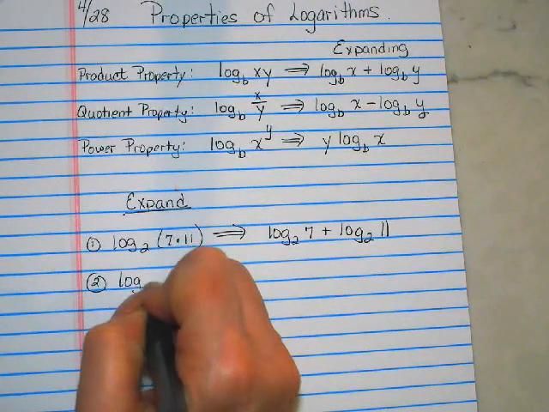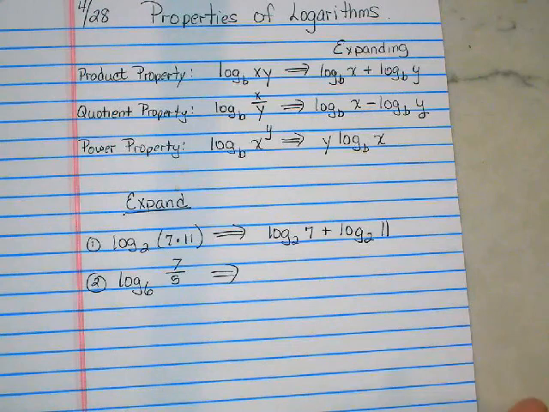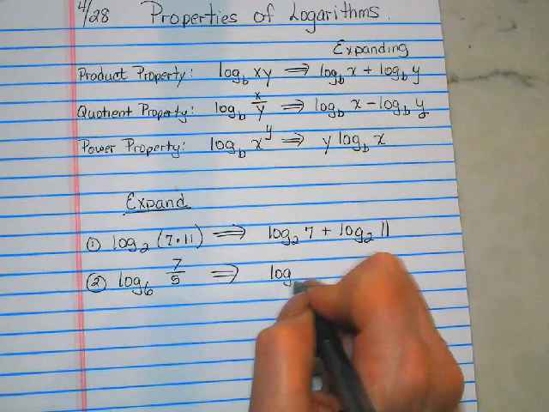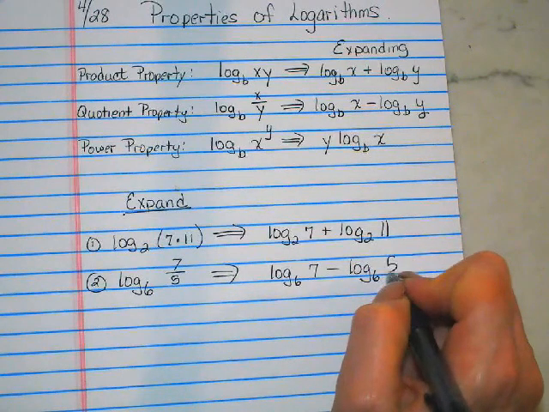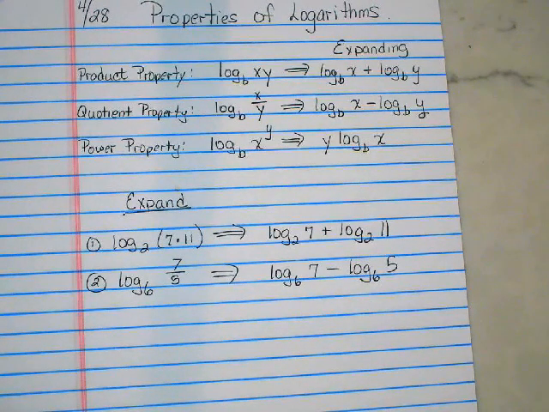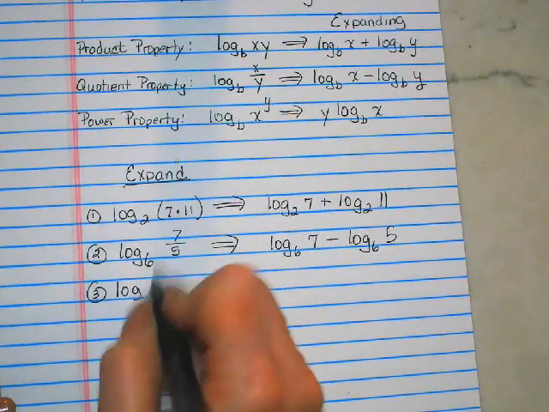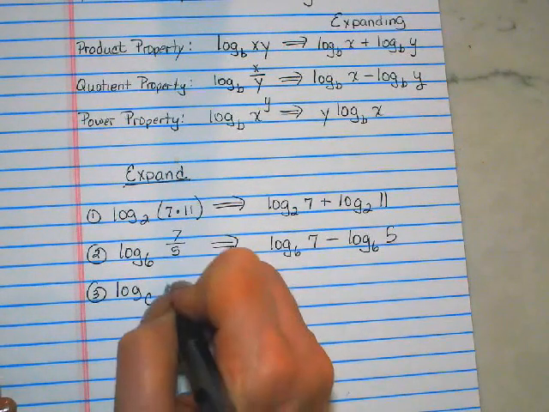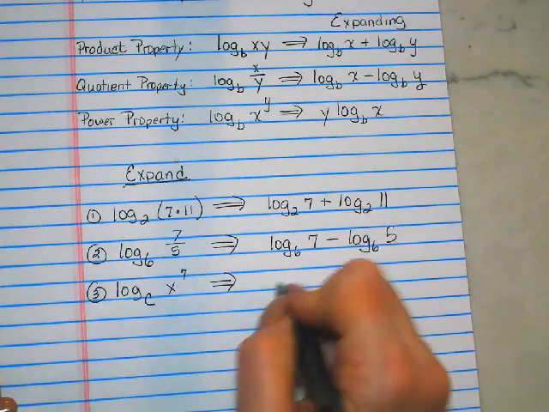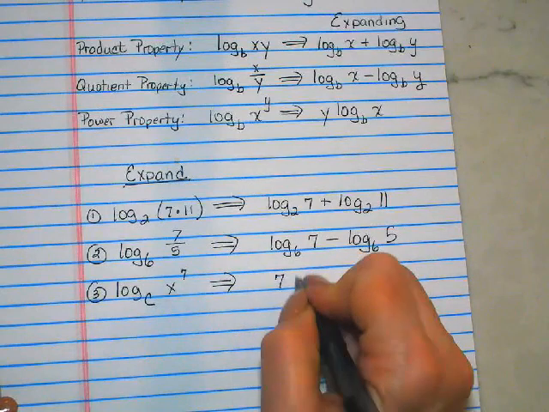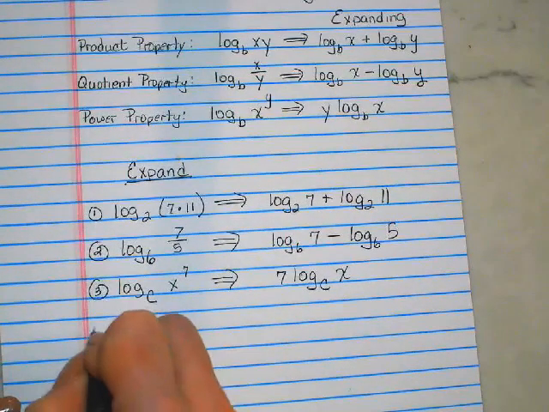Number 2, if I gave you the log base 6 of 7 divided by 5, it's division. You are going to write it as log base 6 of 7 minus log base 6 of 5. That's it. Just expand it. If I give you log base c of x to the 7th, just expand it. It's a power, so that goes in front of it. 7 times the log base c of x.